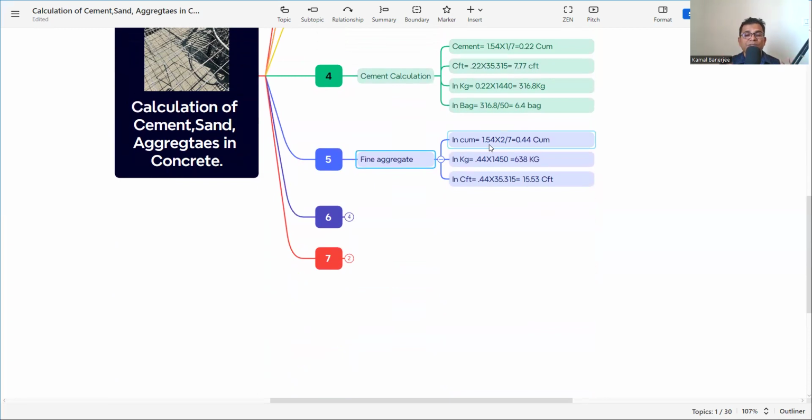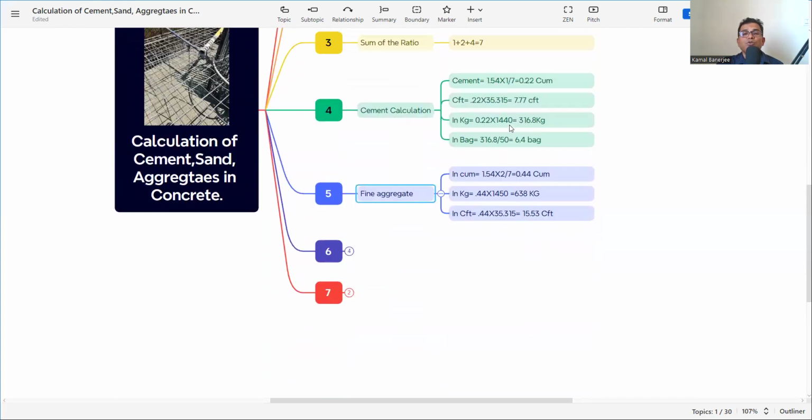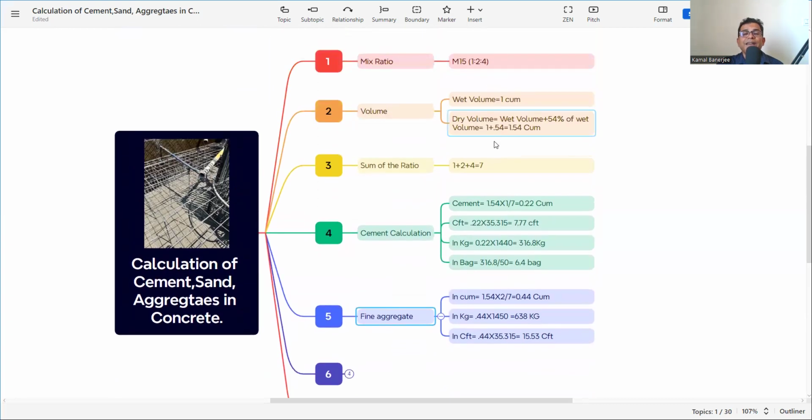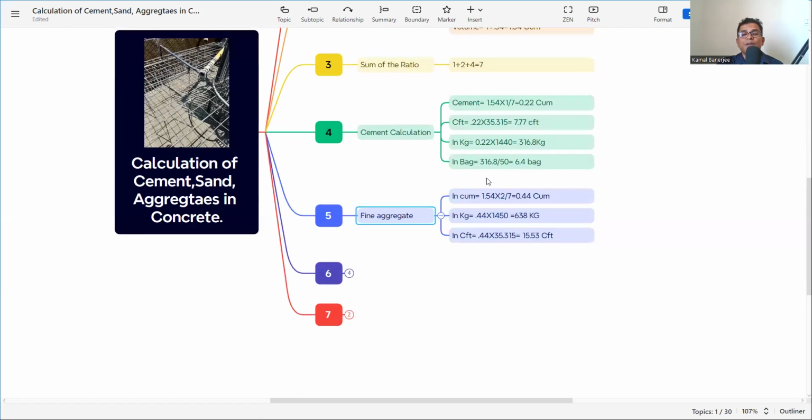It is the volume mix. So that is why it is coming in cubic meter. So 1.54 into 2 divided by 7, where 2 is the percentage and 7 is the sum of the ratio. So here it is coming 0.44 cubic meter. So 0.44 cubic meter of fine aggregate is required for M15 grade of cement concrete.